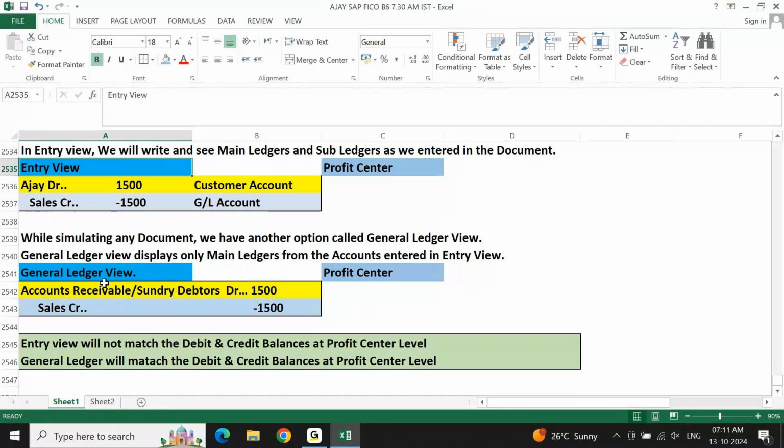Now, yesterday we understood account assignment called profit center. Is it applicable for subledger or not? Not applicable for subledger. In that case, for a customer account, will I be able to write any profit center? No, I cannot write any profit center for a customer account because the field is not enabled for customer. Document splitting or profit center is not intended for subledger accounting. Customer is a subledger. For a customer account, I cannot put any profit center.